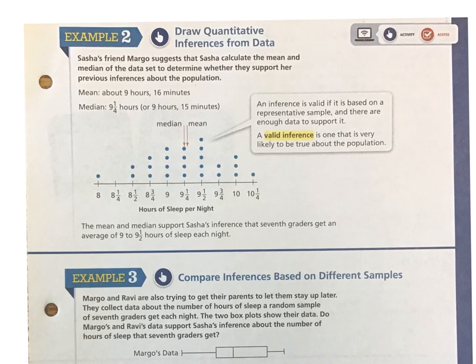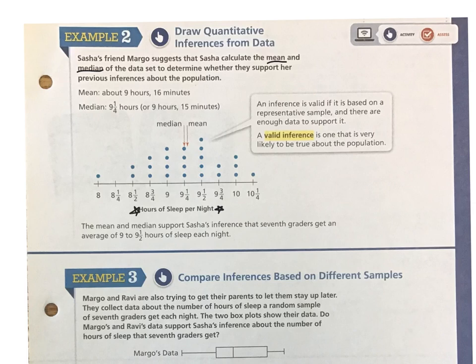Example 2. Draw quantitative inferences from data. Sasha's friend Margot suggests that Sasha calculate the mean and median of the data set to determine whether they support her previous inferences about the population. In this case, we're still talking about hours of sleep per night. Okay, so Sasha's friend Margot wants her to calculate both the mean and the median of the data set to see if they actually do infer what Sasha mentioned back in example 1.